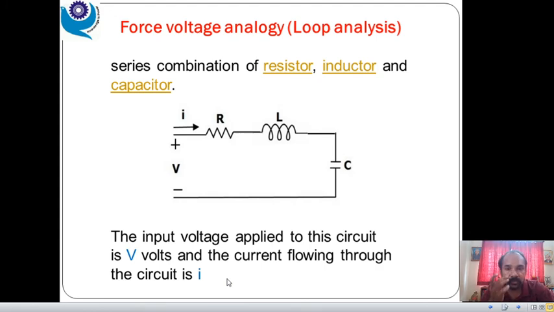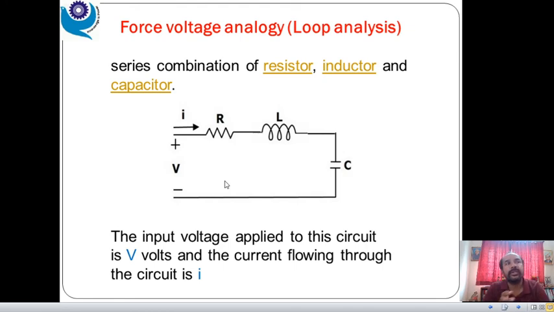So next, the force-voltage analogy that we can see over here. This is a series combination, that is resistor, inductor and capacitor, all connected in series. Now we have to analyze the circuitry. For that, the very basic thing is to apply KVL, because it is a loop analysis, right? So we have to apply KVL to the circuitry.